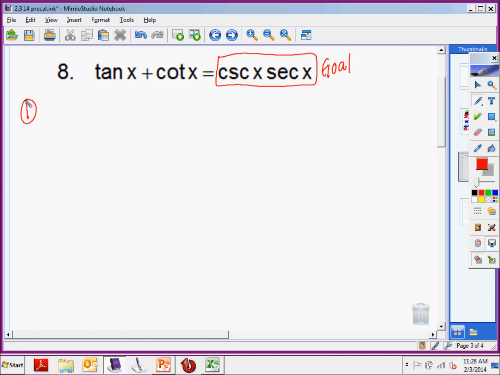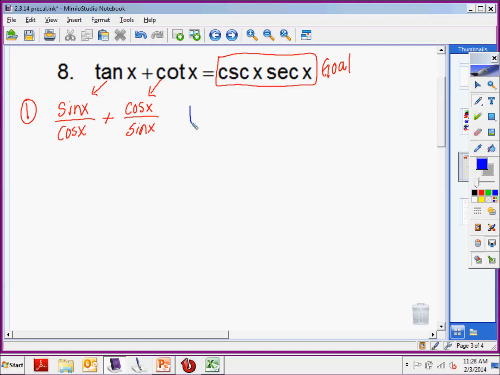Sine over cosine x. Why? Because it's a tangent. It's sine over cosine x. But why? What's the rule? It's a ratio identity. What does cotangent become? It becomes the exact opposite. It's called a reciprocal.